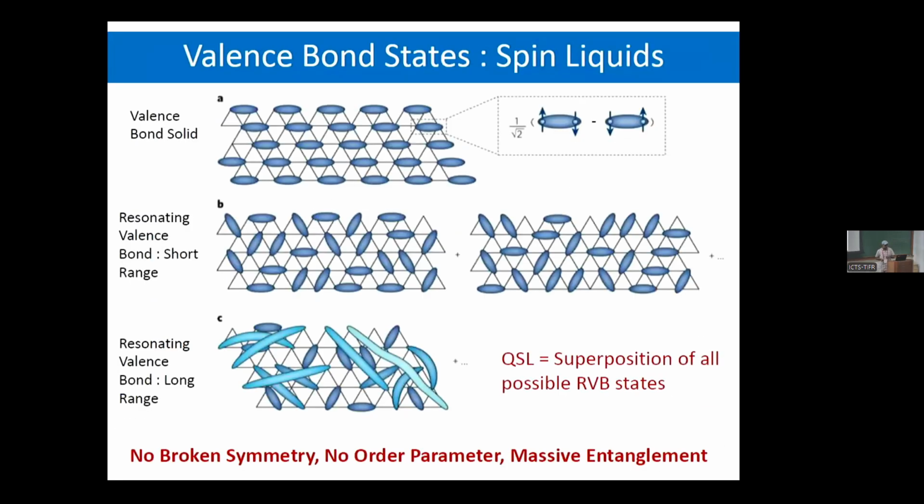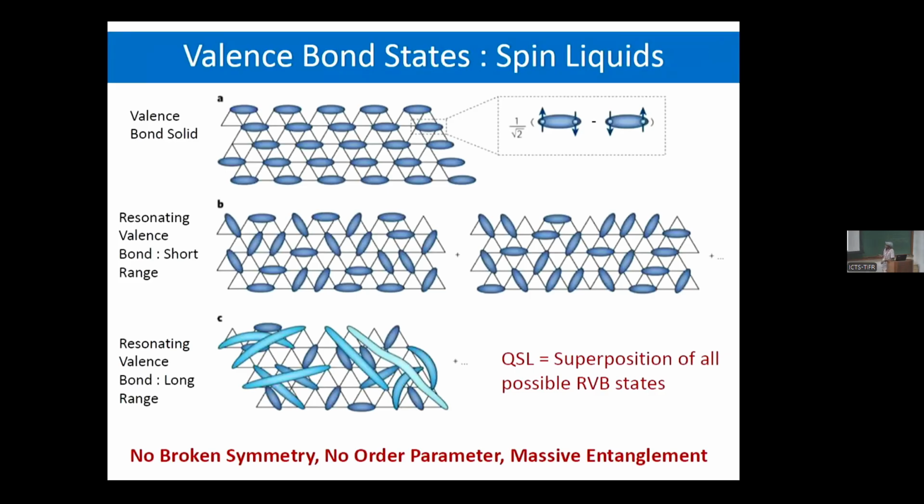In contrast, if instead of a product state, I build up the ground state from singlets, which are actually entangled, then I have several situations. Some of this we have seen in Subir's talk. If the singlets form a static pattern, then it's called a valence bond solid, because even though the spin rotational symmetry is preserved, it breaks lattice symmetries. So this is not a liquid.